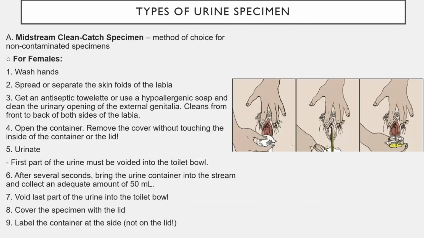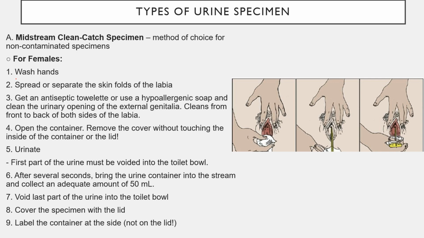Now let's talk about the types of urine specimens. The most common and the most routinely used class is the so-called midstream clean catch. This is the method of choice for a non-contaminated specimen. Let's discuss the procedure on how to perform midstream clean catch for females first.